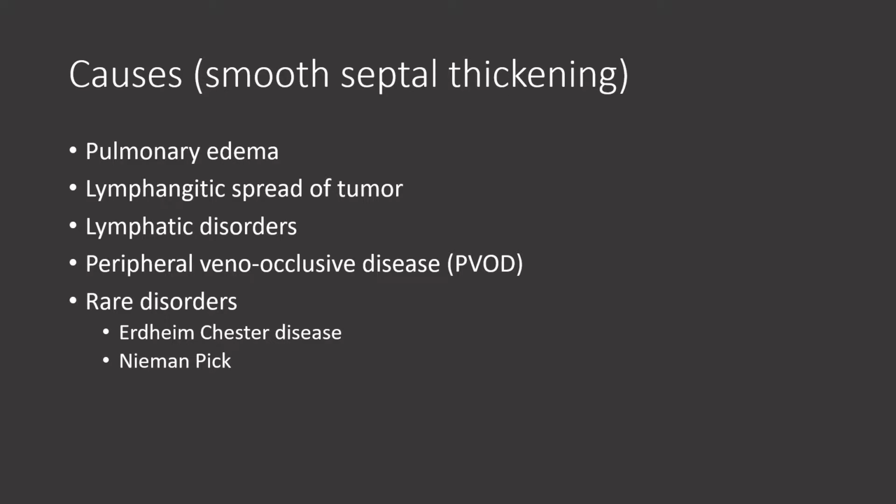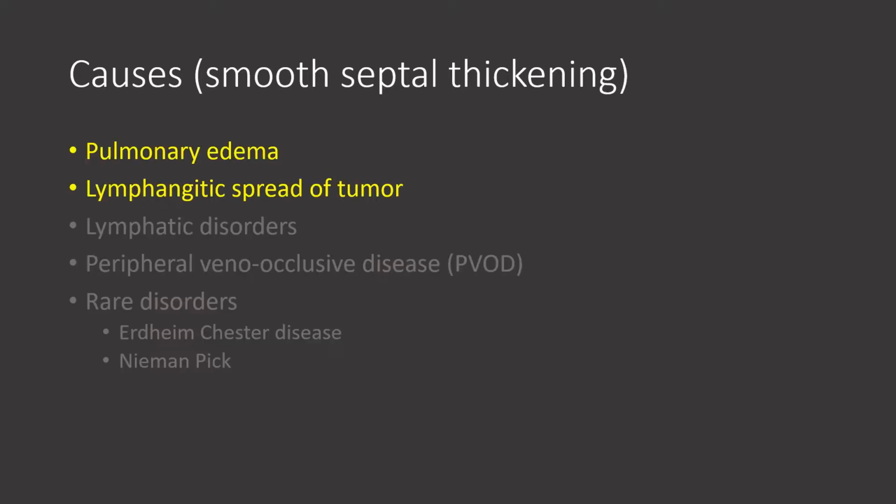Differential diagnosis for septal thickening includes some common as well as unusual disorders. By far, the two most common causes of septal thickening are pulmonary edema and lymphangitic tumor.